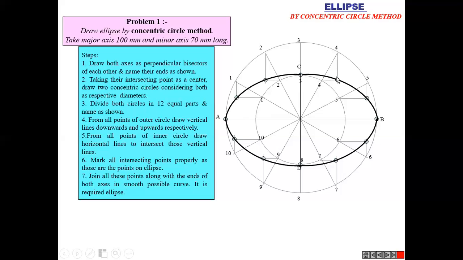this 3, 4, 5 and this 6. Then this B, 6, 7 and 8. Then 8, 9, 10 and 8. And this is the required ellipse by concentric circle method.